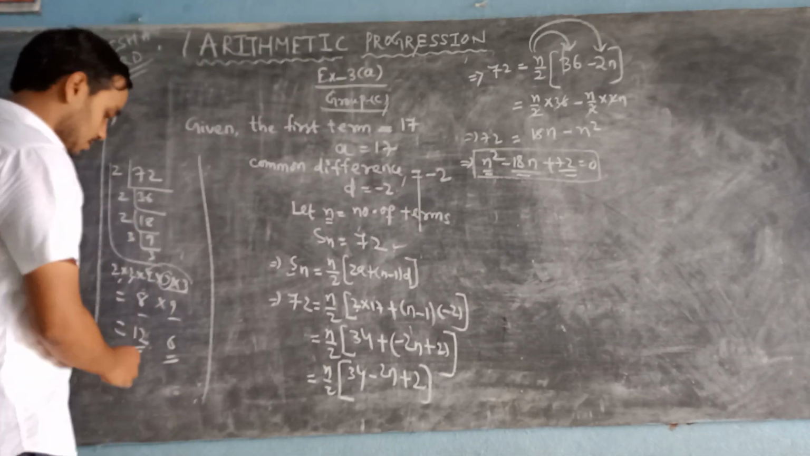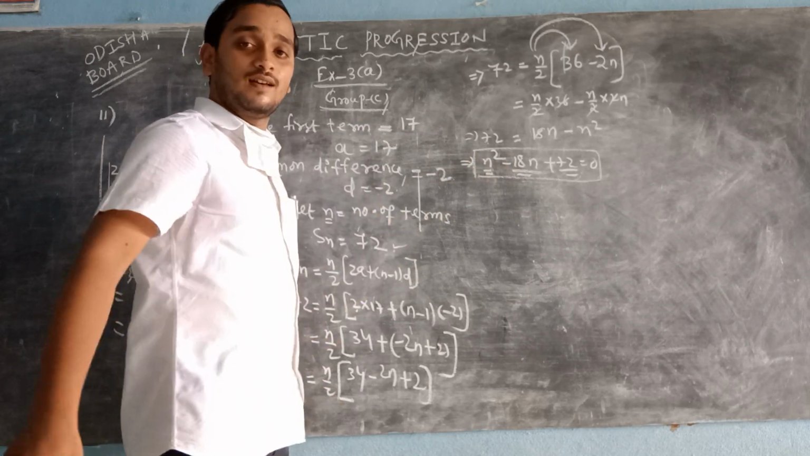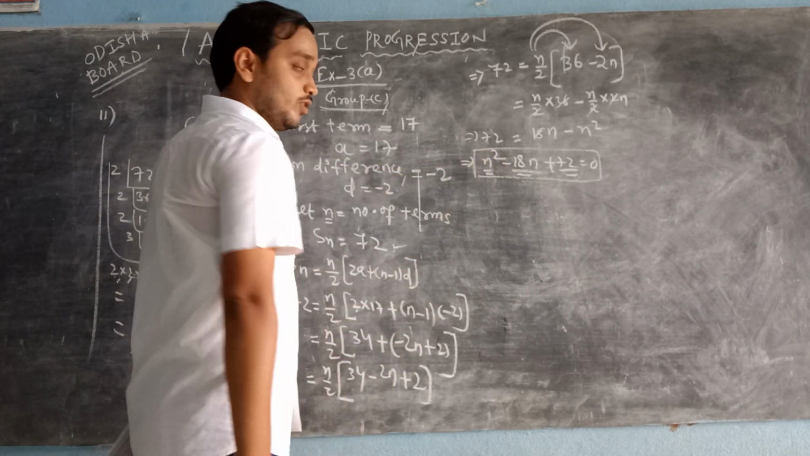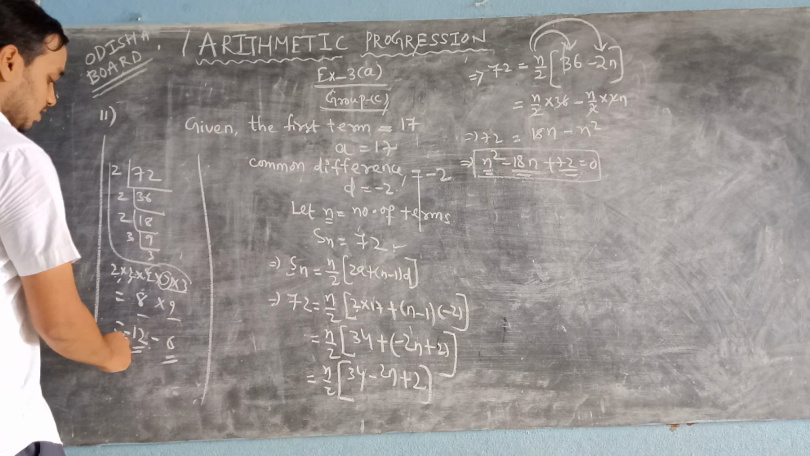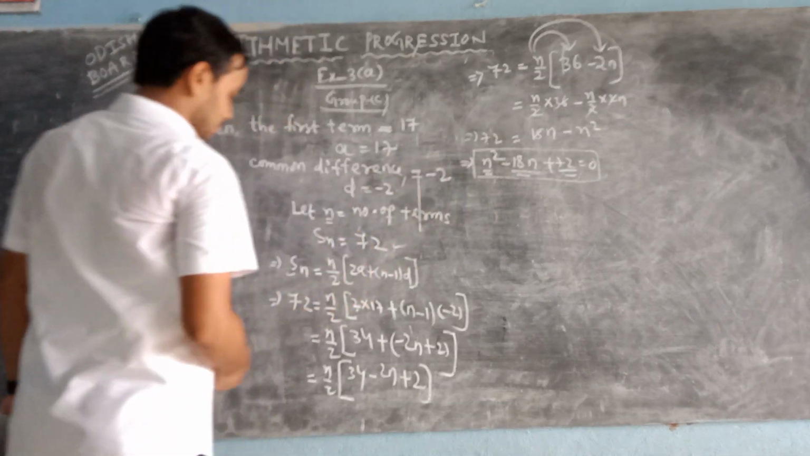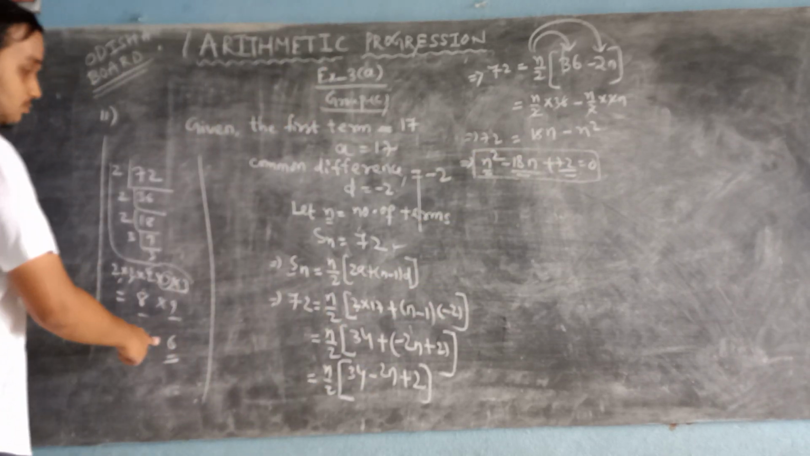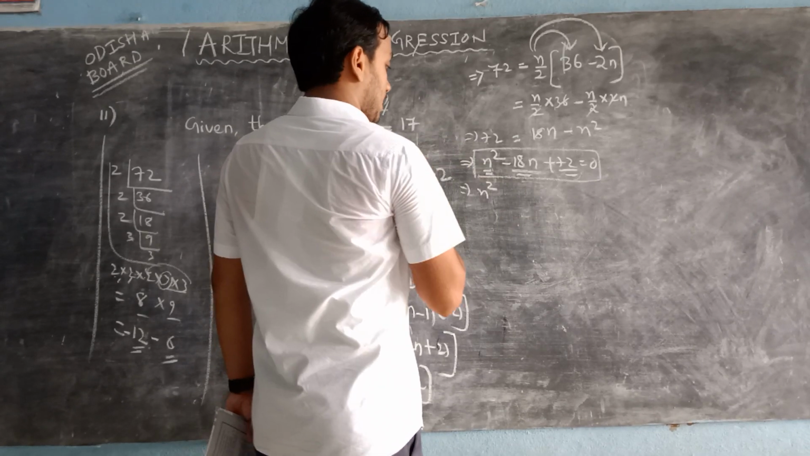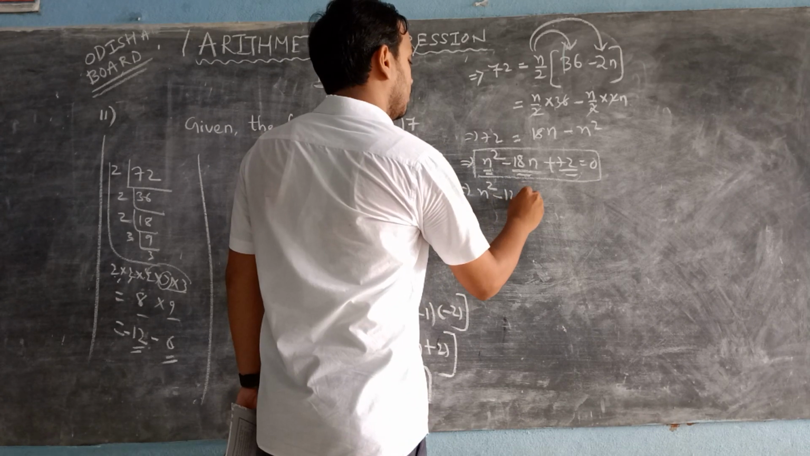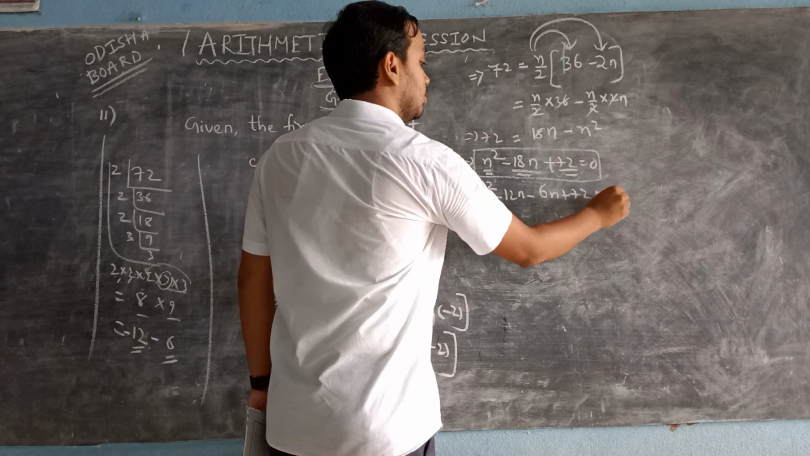That means 12 into 6. But in this case minus is there now. That's why minus 12 and minus 6. Because minus 12 minus 6 is minus 18. Minus 12 into minus 6 is 72, because minus into minus is plus. So the two numbers are minus 12 and minus 6, and plus 72 is equal to 0.